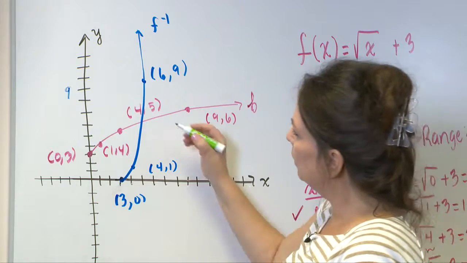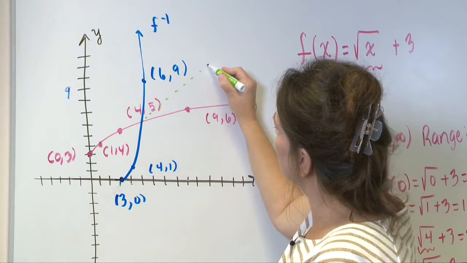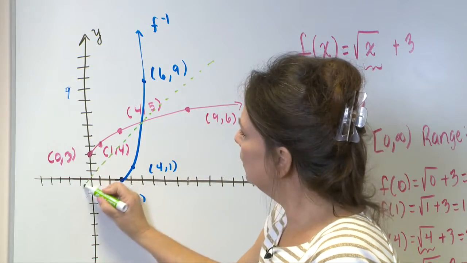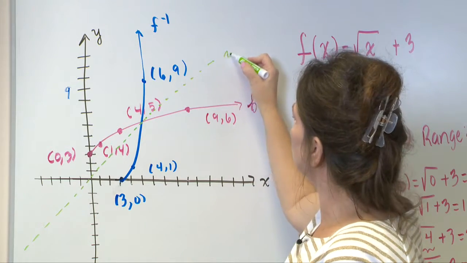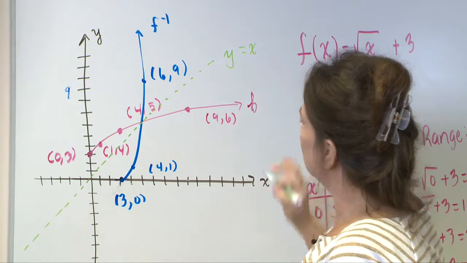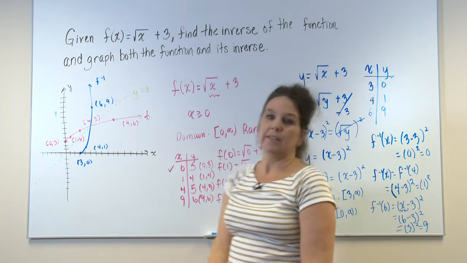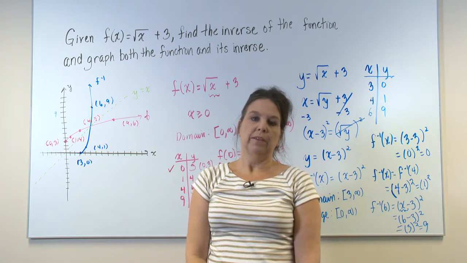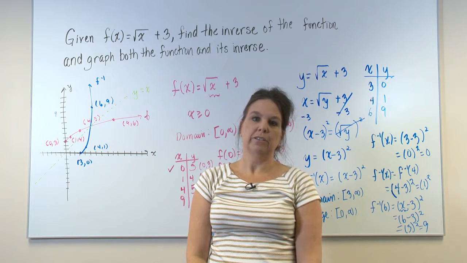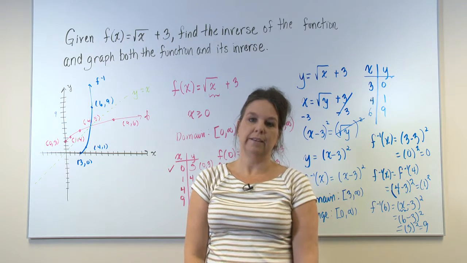And lastly, the graph of a function and its inverse are symmetric with respect to the line y is equal to x. And that's an example of graphing f and f inverse, as well as finding the inverse function.